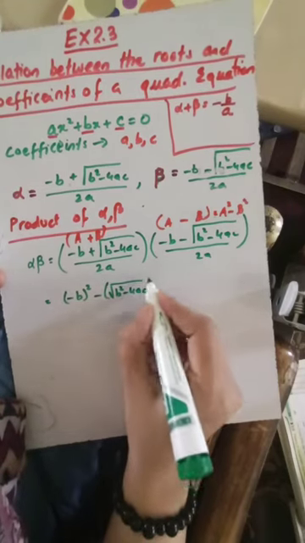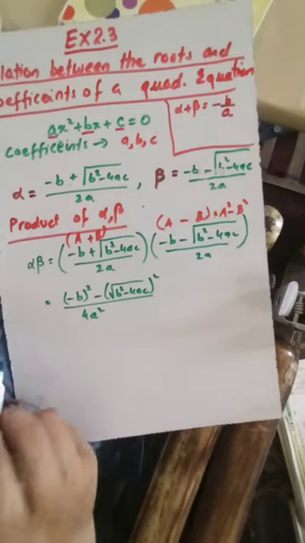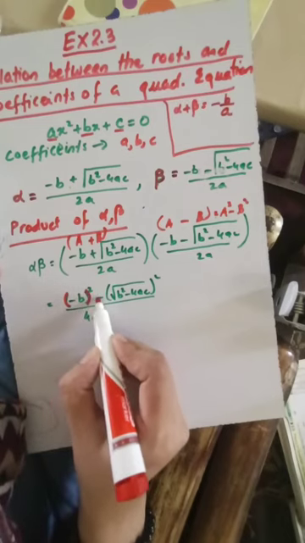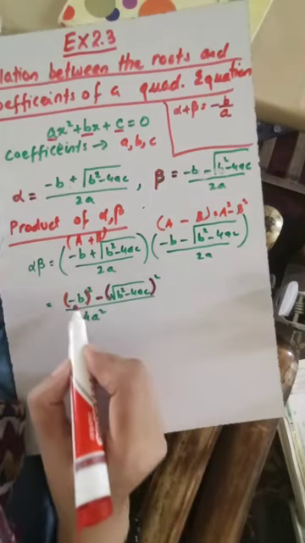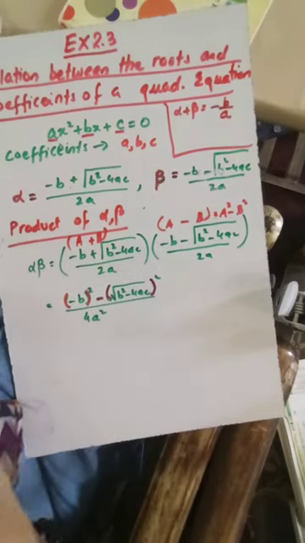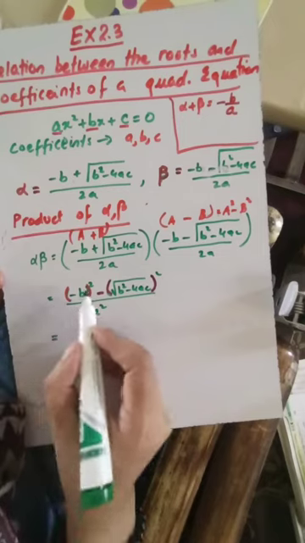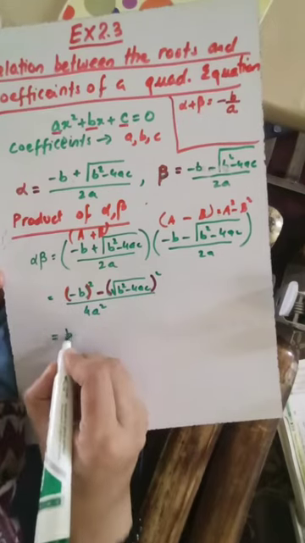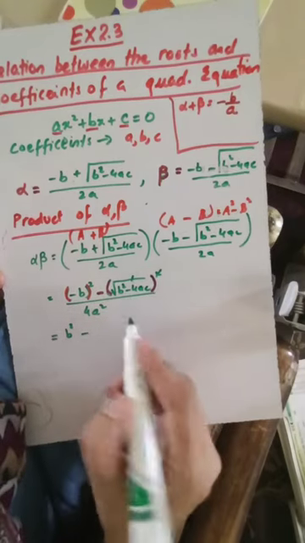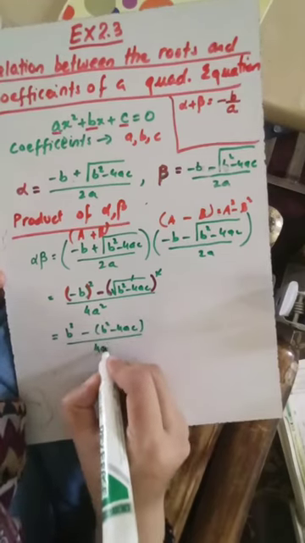Square root of b square minus 4ac whole square over 2a into 2a, which will be 4a square. So you are applying the formula a square minus b square. This is b and this is a plus b, a minus b. If I open these brackets, the negative sign will be ignored, because the square of a negative number is equal to the square of its positive number. Cancelling the 2 with this root, we are getting b square minus 4ac over 4a square.